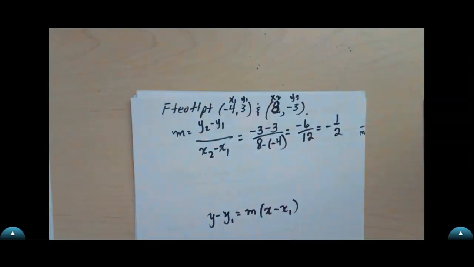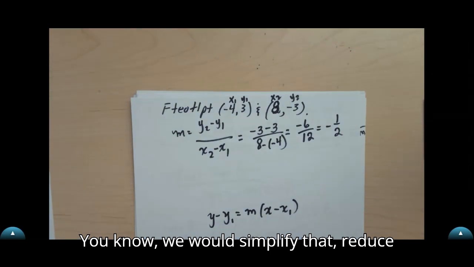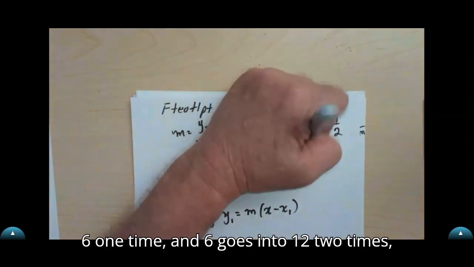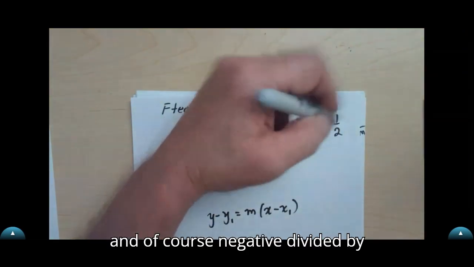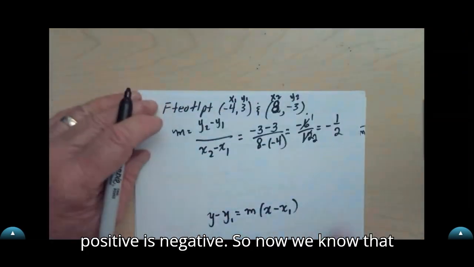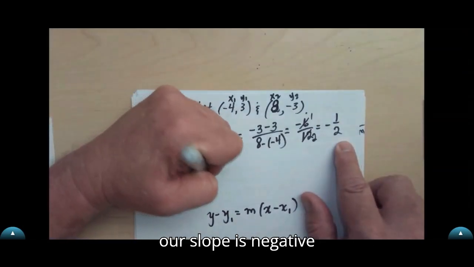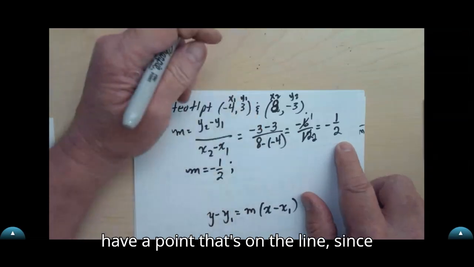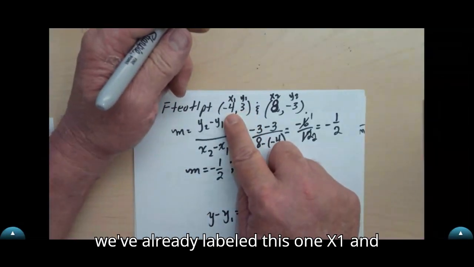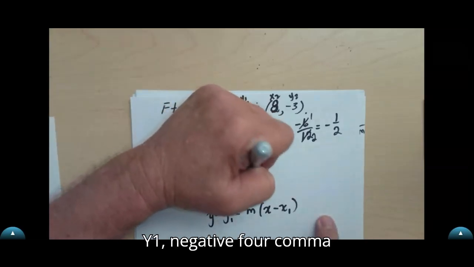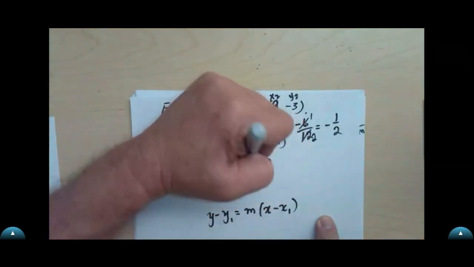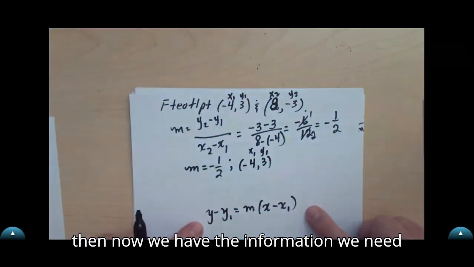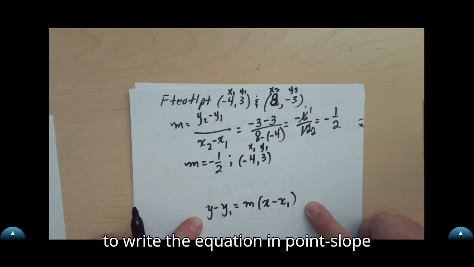Everybody see that? You know, we would simplify that, reduce the fraction. 6 goes into 6 one time, and 6 goes into 12 two times. And of course, negative divided by positive is negative. So now we know that our slope is -1/2. And we have a point that's on the line. Since we've already labeled this one x1 and y1, (-4, 3), then now we have the information we need to write the equation in point slope form.